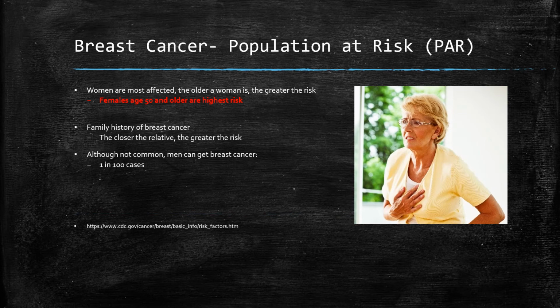The population at risk for breast cancer are women who are older than age 50. Although older women are not the only population at risk, this includes anyone with a family history of breast cancer. The closer the relative, the greater the risk. For example, if someone has a sister or a parent or a brother who has had breast cancer, that person is more likely to get it, up to 4 times more likely.